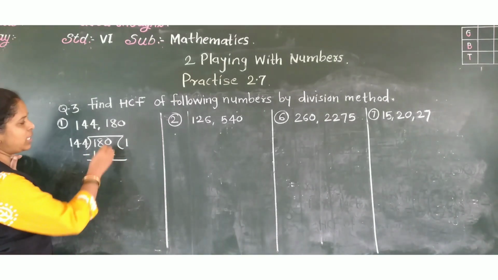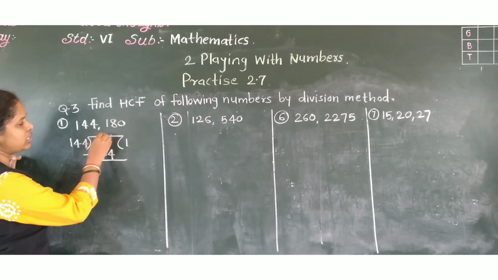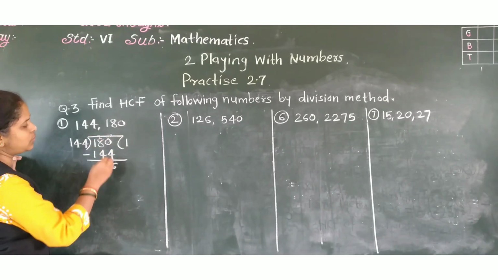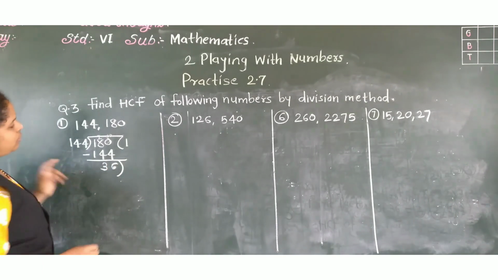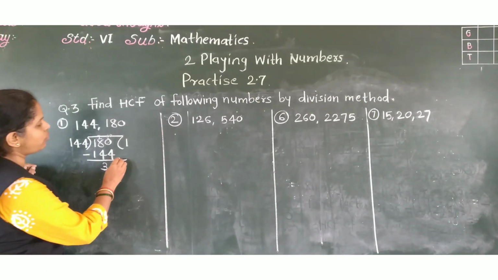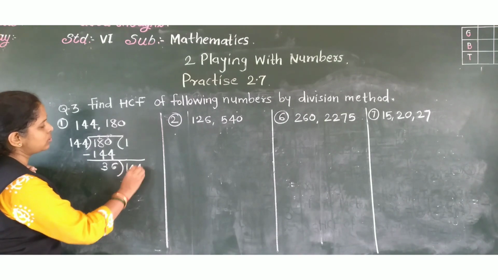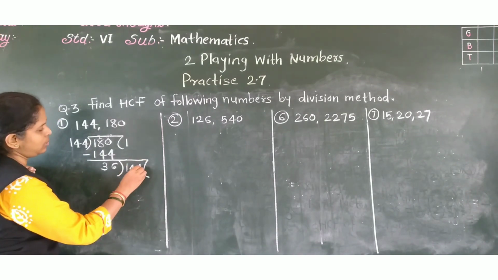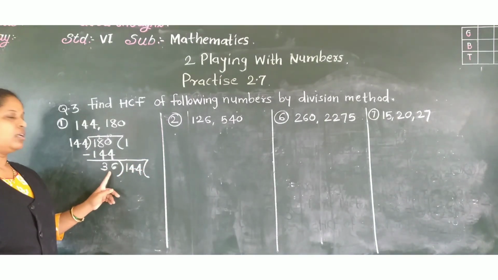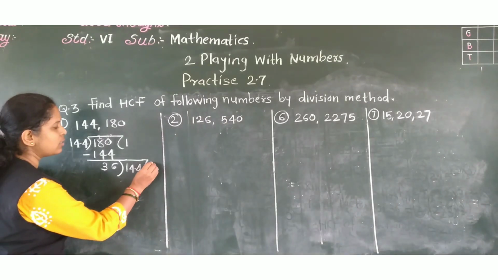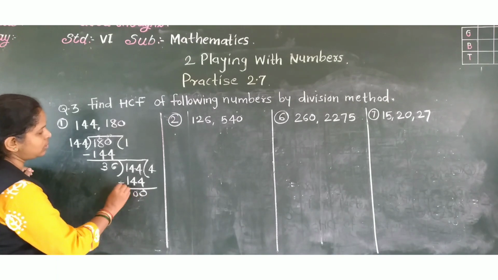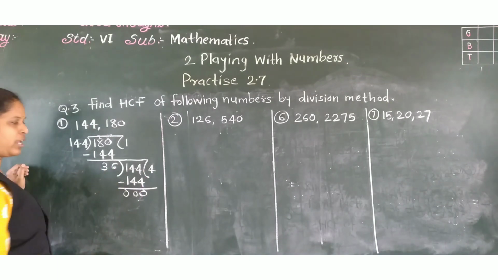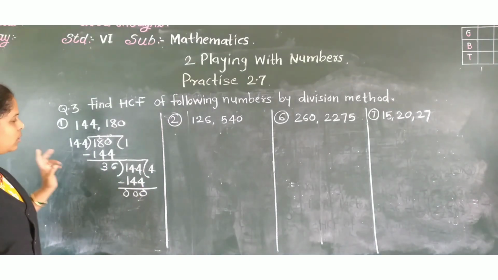Okay. What will be the answer? Here 10, here 7. 10 minus 4, 6. 7 minus 4, 3. Correct? Then, with this we have to divide 144. Okay? 36 4s are 144. See, 36 4s are 144.